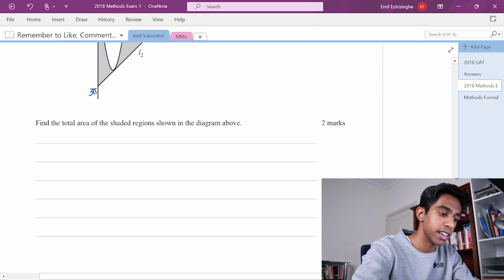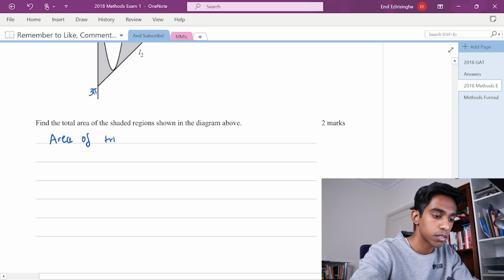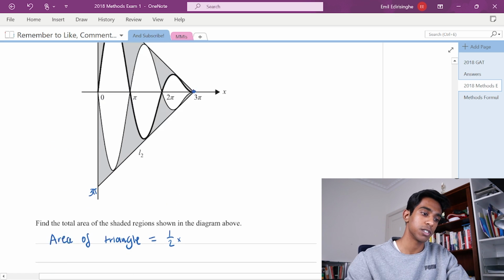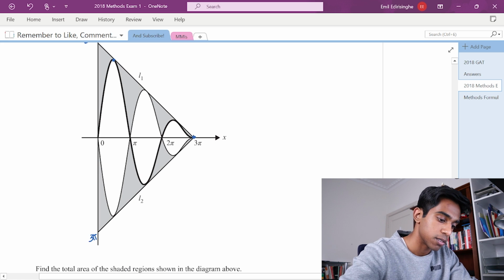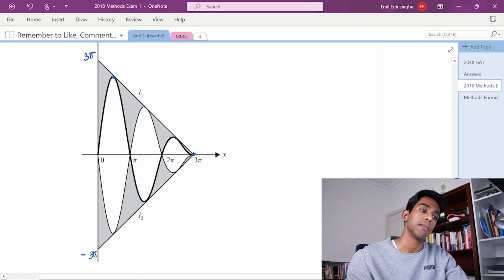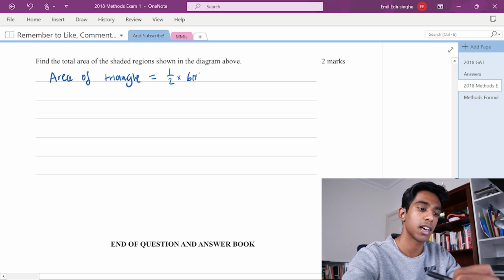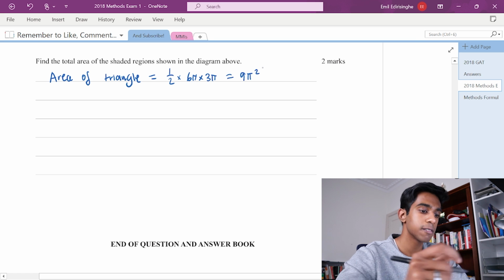So therefore we can find the area of the triangle, which is going to be 1/2 times the base, which is going to be, sorry, 3 pi to -3 pi, which is 6 pi, times the height, which is 3 pi again. That gives us 9 pi squared.